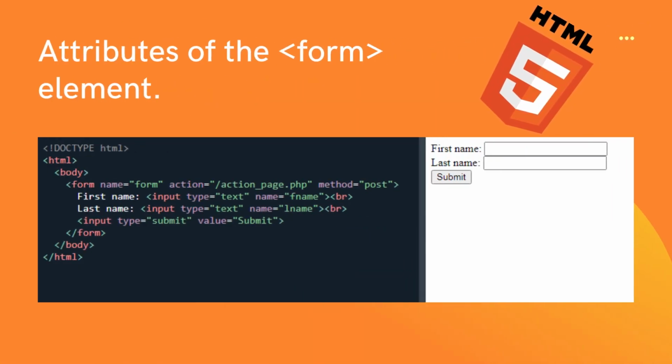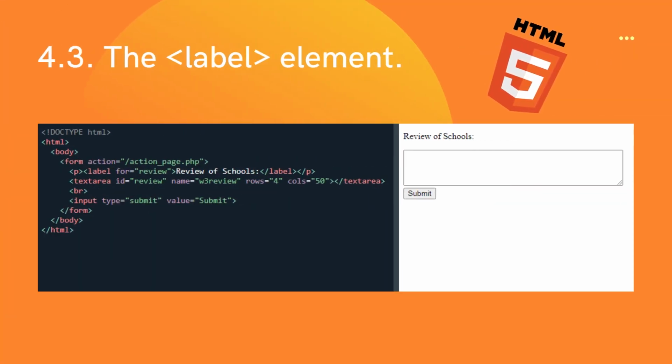Attributes of the form element. The name text attribute specifies the name of the form. Action URL attribute specifies where to send form data when submitting the form. The method post attribute specifies the HTTP method used when submitting form data. Example. The label element defines a label for the input element.